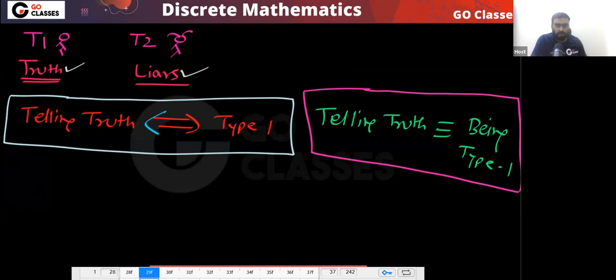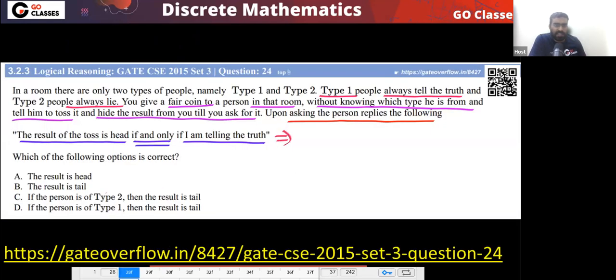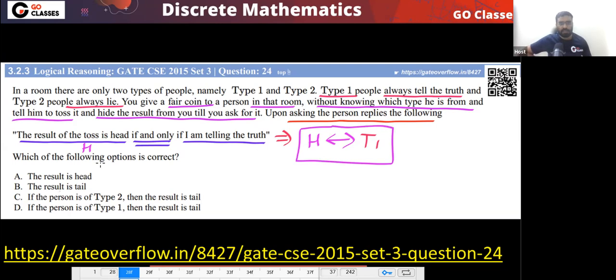So what this statement is saying is that the result is heads. Let me call it H. The result is heads if and only if I am telling the truth, which means I am type one. Is this clear to everyone? So the person is saying that the result is heads if and only if I am type one. This statement is the same as type one. So this statement you got.